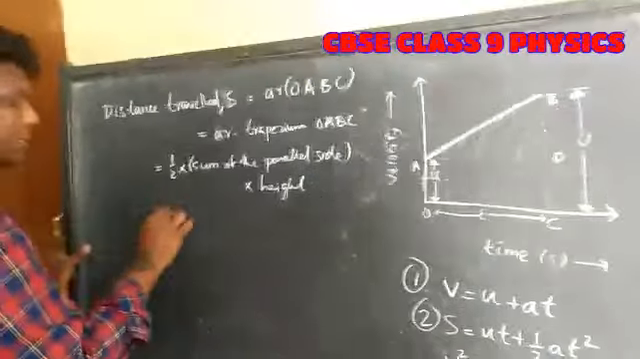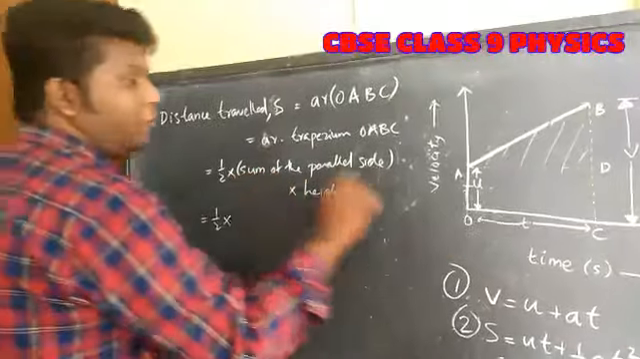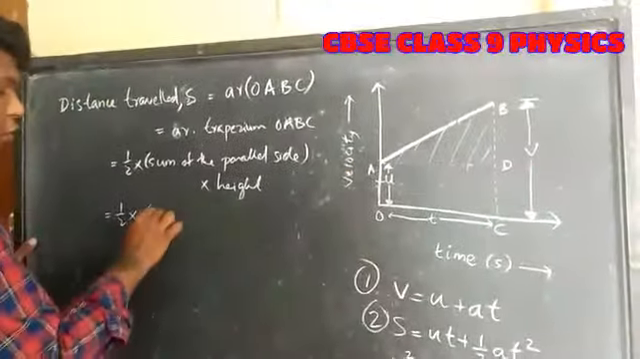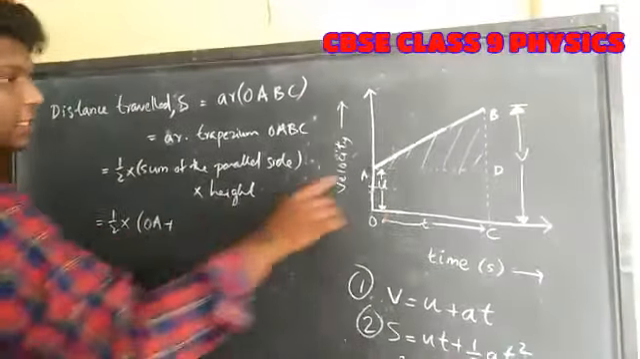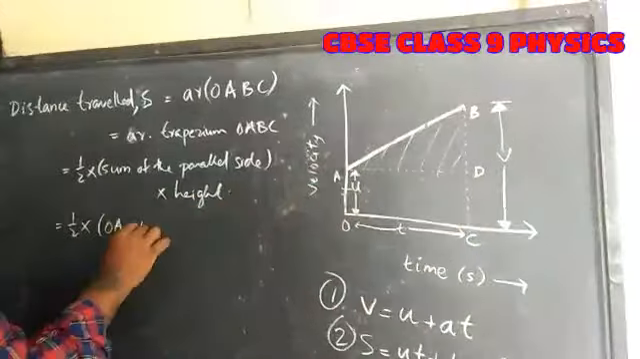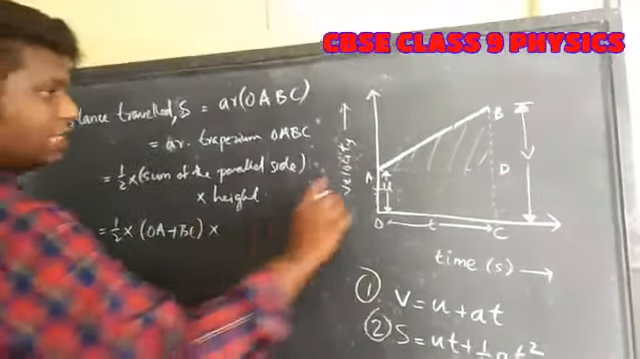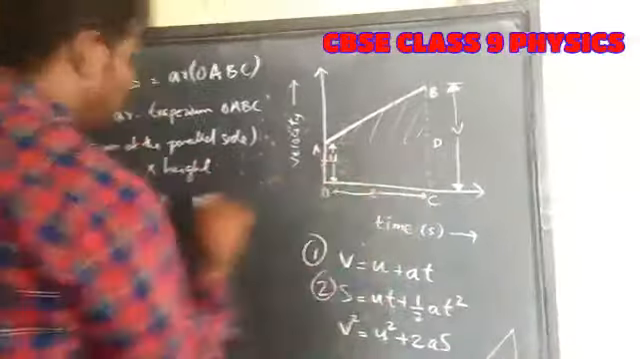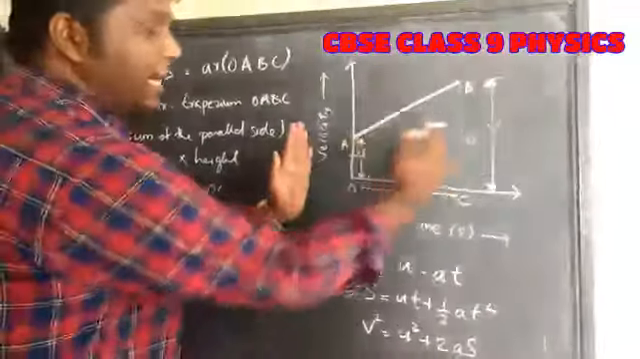So here, area is equal to half into the sum of the parallel sides. What are the parallel sides? OA is one parallel side, plus the other parallel side BC, into the height. The height is this distance, that is OC, because this will be the height.